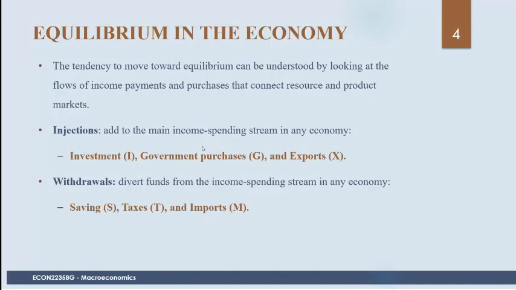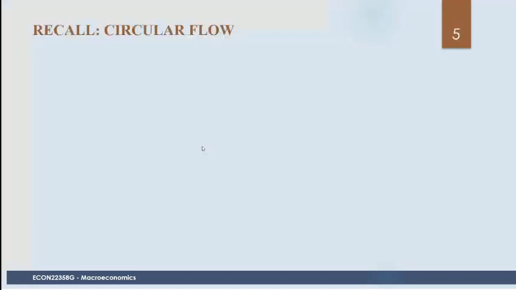And so we also have the leakage of taxes. The government's collecting money, but the corresponding injection would be when they buy stuff. And then imports are a leakage, but the corresponding injection would be when other people buy from us. So we can think of the equilibrium in this context: only if injections equal withdrawals will the economy be in equilibrium.